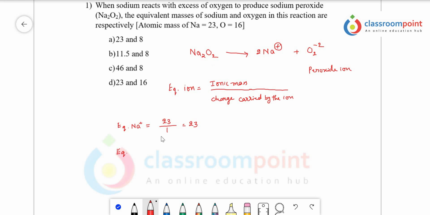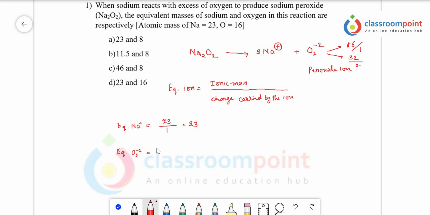Similarly, let us try to calculate the equivalent mass of the peroxide ion, O2 minus 2. You may take the molecular mass of the complete oxygen, or else the separate ion. If you take the molecular mass of the oxygen, that shall be 32 and the total charge shall be 2. And if you consider only single oxygen, then its atomic mass is 16 and each oxygen gets only 1 unit negative charge. So it will be 16 by 1. So both will give the same answer.